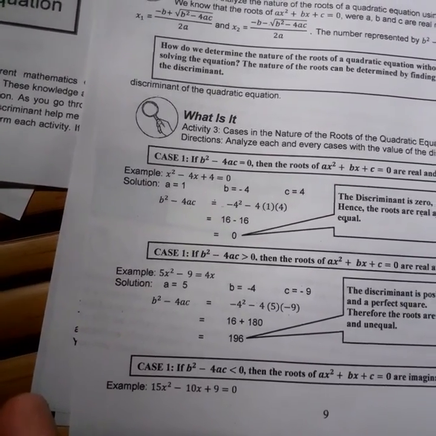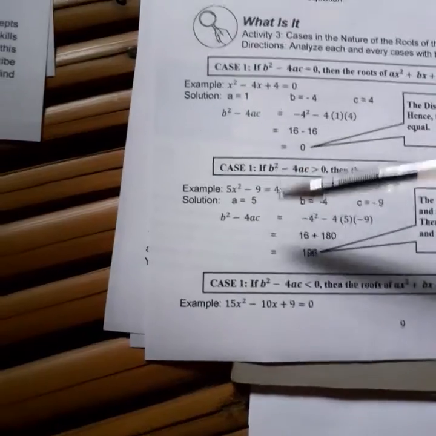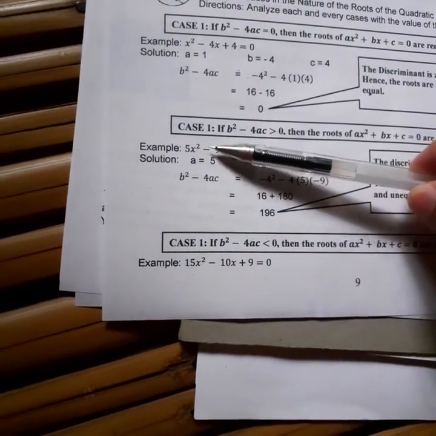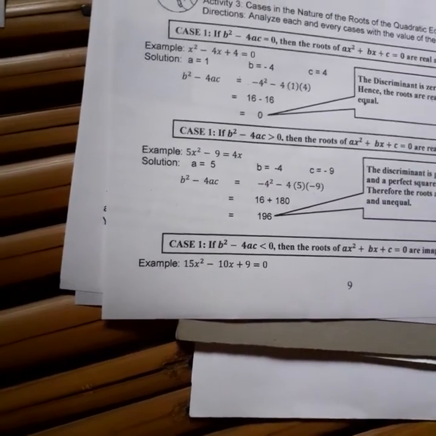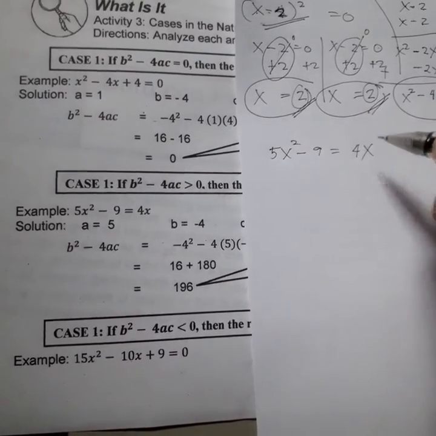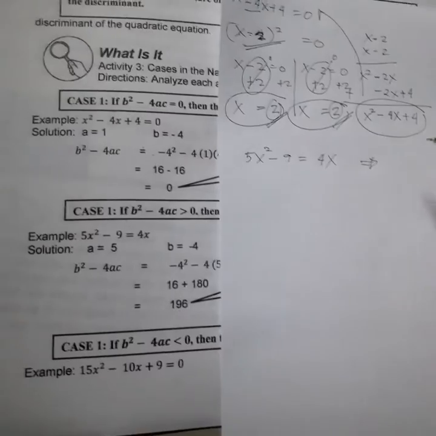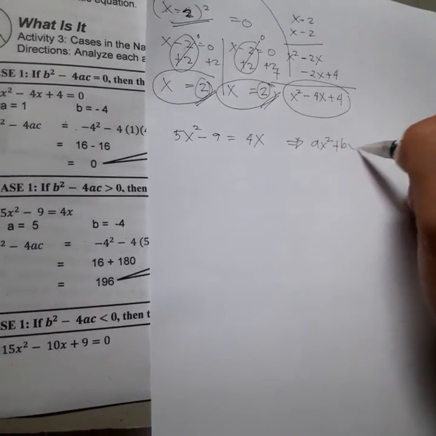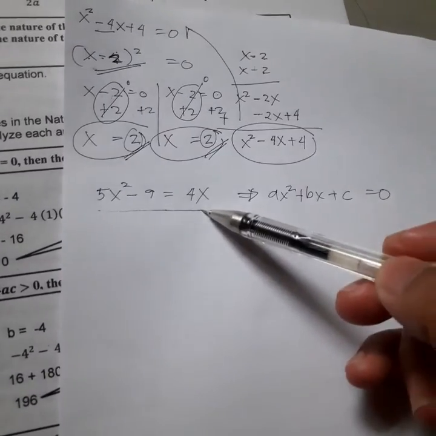Tinuod nga ana siya answer but dili parehas ang answer. Example, we have this one: 5x squared minus 9 is equal to 4x. To simplify this, transform it into standard form, ax squared plus bx plus c equals 0. Kani siya nga equation, himuon nga parehas ani.